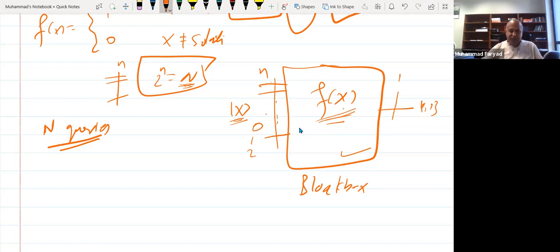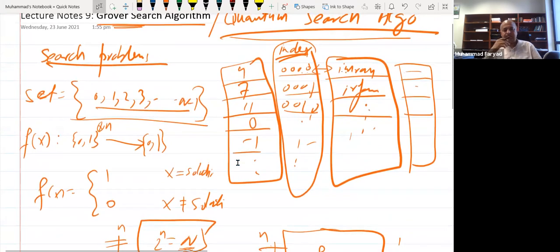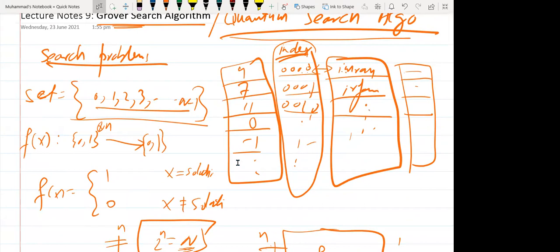Okay, so let me stop here and see if there are any questions or confusion about what the problem is. So Manib, do you get what the search problem is? Yes, so you have to essentially find the index. If you have one input, then you have to find its index within that database.